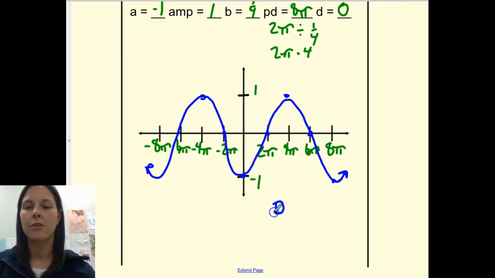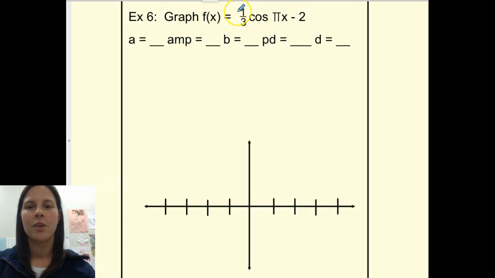The domain for our cosine function, same as sine, all real numbers. The range for this one is the same as the parent function. We had a reflection, but no stretching or shifts. One last graph. This time our a value is 1/3, which is the same as our amplitude. Our b value, what we're multiplying by the x, is pi. So our period will be 2 pi divided by pi, or 2.